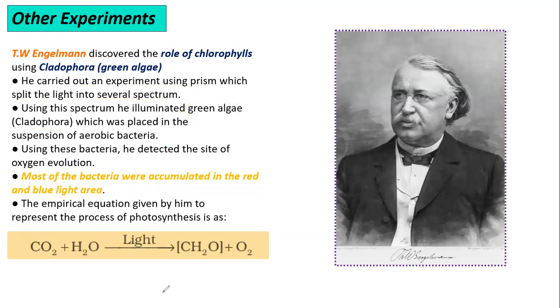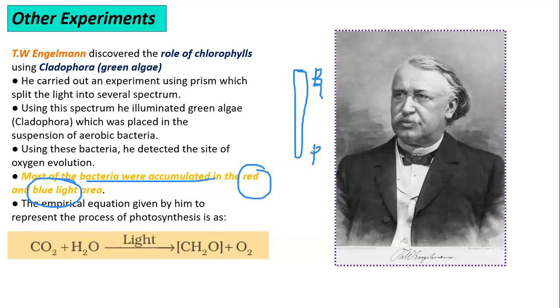And he came to the conclusion that in this particular spectrum, he observed that in the area of red as well as in the blue light area, most of the bacteria were accumulated. So most of the bacteria were accumulated in the blue and red region, whereas in the middle, here also there was only a small accumulation.